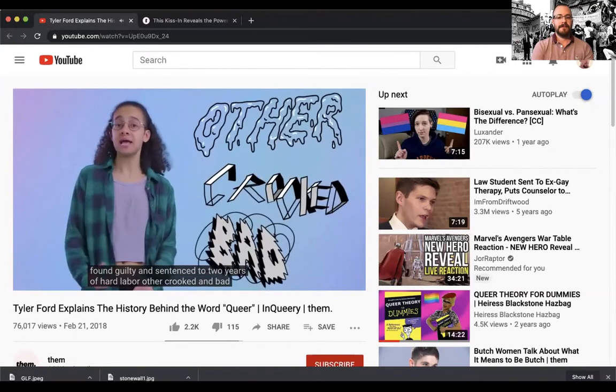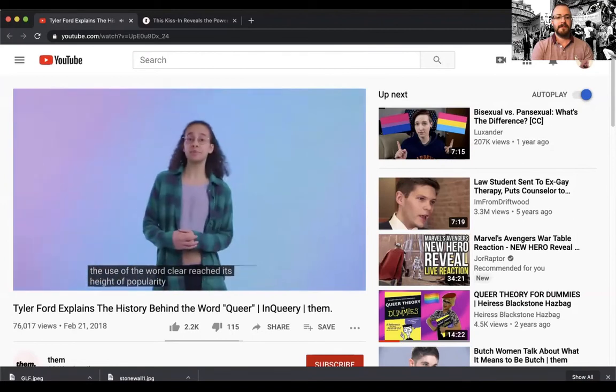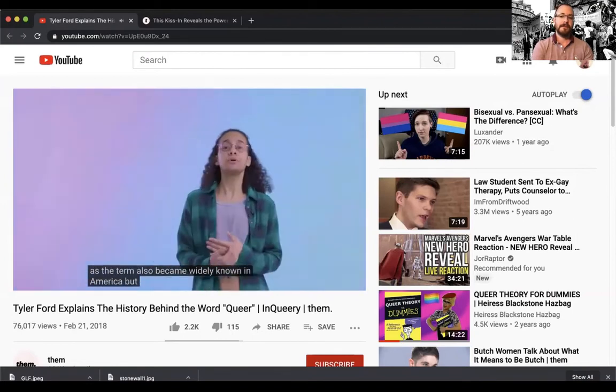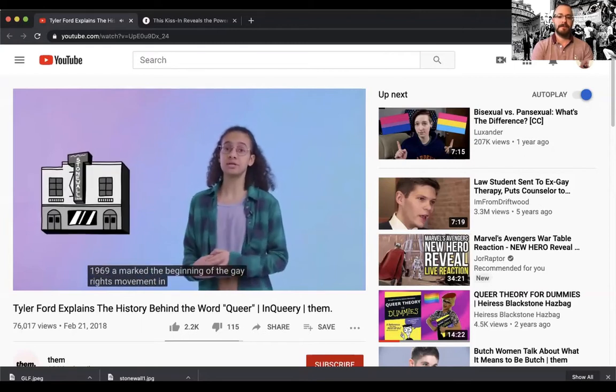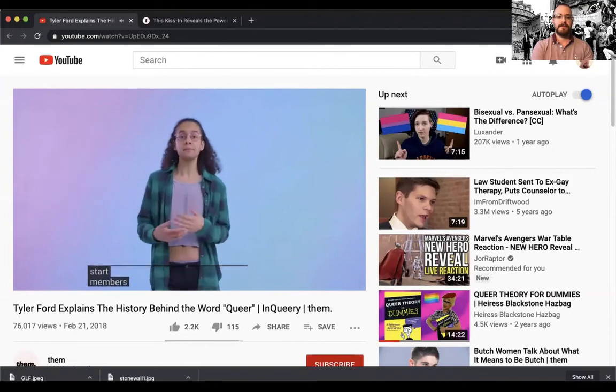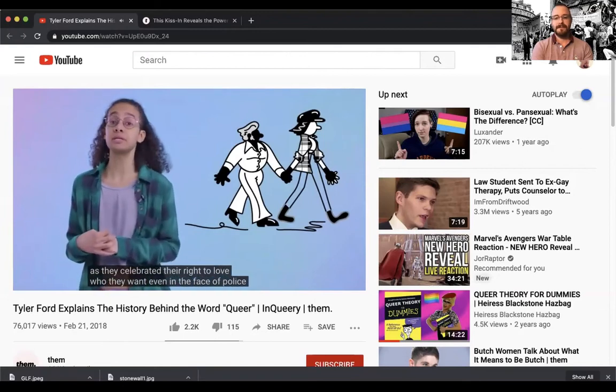Other, crooked, and bad became synonyms for queer for years, and the use of the word queer reached its height of popularity in the late 1920s, as the term also became widely known in America. But New York's Stonewall riots in 1969 marked the beginning of the gay rights movement in the US. And from the start, members of the community called themselves queer as an act of defiance, as they celebrated their right to love who they want, even in the face of police violence.